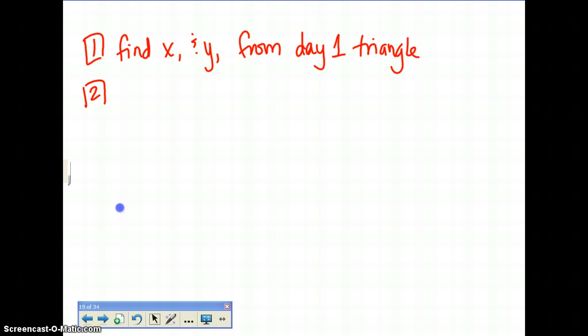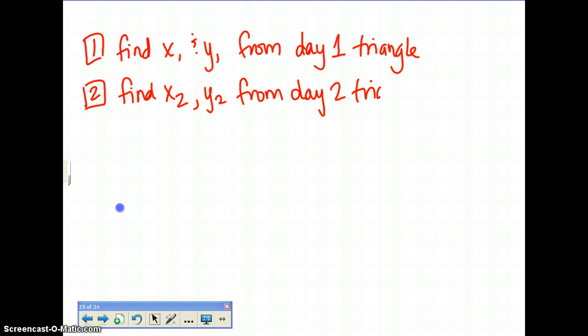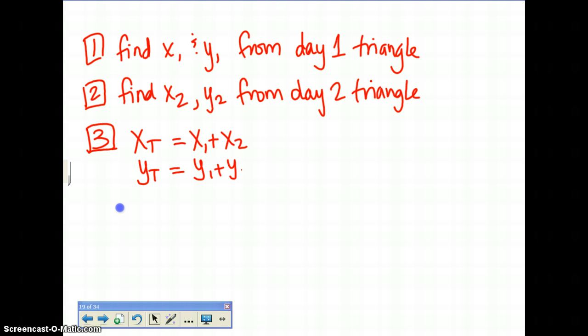The second thing that you want to do is find x2 and y2 from the day 2 triangle. Once you get those out, then you want to get your x total by using x1 plus x2, and you also want to get your y total by adding up y1 plus y2.